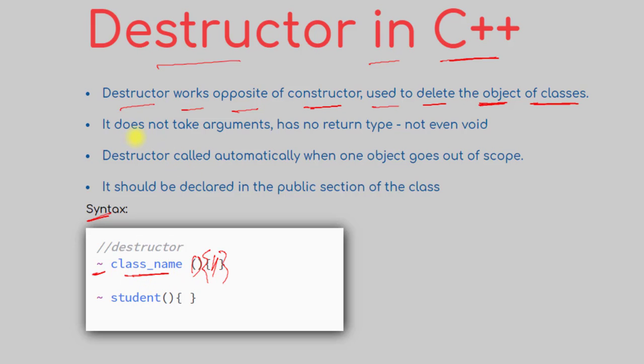After that we have one pair of curly braces, inside of which we write the code for our destructor. And the destructor does not take any arguments, and also it has no return type, not even void. Like an example, here we have one destructor called student, which does not take any argument, and also it does not have any return type, not even void. And the destructor is called automatically when one object goes out of the scope, and the destructor should be declared in the public section of the class.